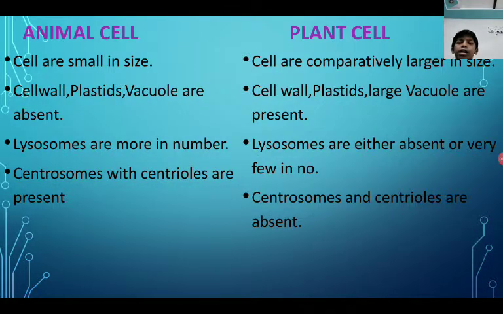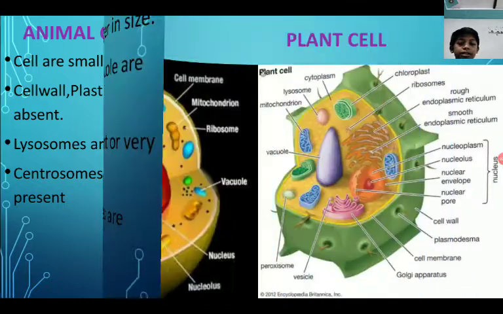Animal cells are comparatively smaller in size than plant cells, and the animal cell does not have a cell wall or a plastid, and the vacuole is small or absent. The lysosomes are more in number, and centrosomes with centrioles are present. In plant cells, cells are comparatively larger in size than animal cells. The cell wall, plastid and a large vacuole are present. In the vacuole, they store waste and water. Lysosomes are either absent or very few in number. The centrosomes and centrioles are absent.